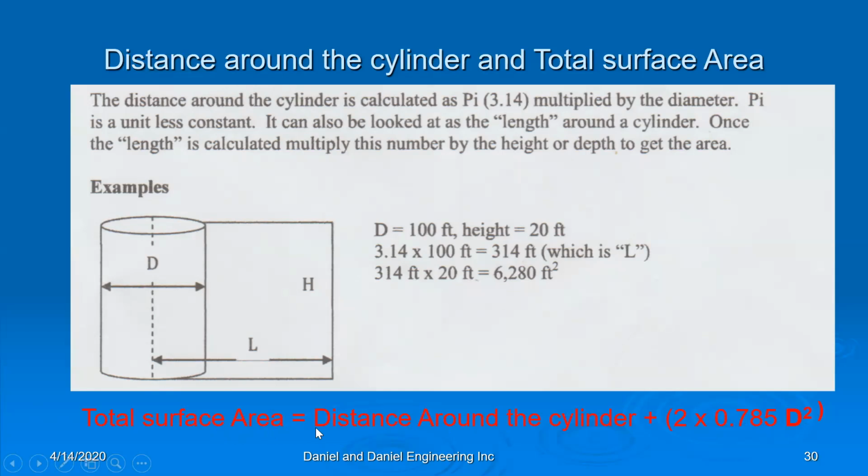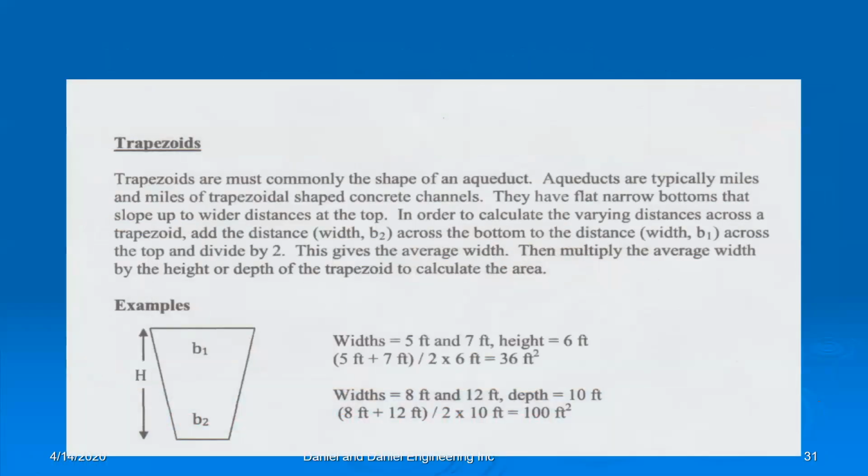The total surface area is the area around the cylinder plus twice the area of the circle, at the end and the bottom. You have one here and one below. All right. Any doubts on that? That is also in the book that you downloaded without a problem. But as I said, I add the total surface area to it.